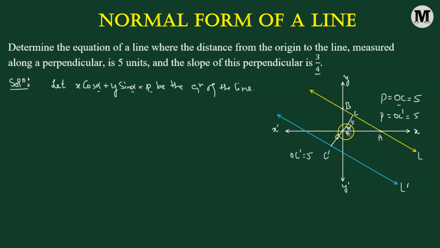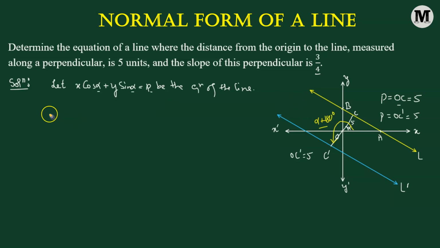Now, how do we define alpha in the case of the line L prime? So here, this is the angle, because by definition, alpha is the angle that the perpendicular makes with the positive direction of x-axis. So that means this is going to be alpha plus 180 degrees. That is going to be the angle made by OC prime, the perpendicular distance of L prime from the origin, with the positive direction of x-axis.